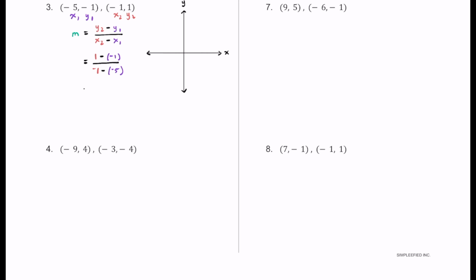Now in the numerator, we have 1 take away -1, which is just 1 plus 1, and that should equal 2. And in the denominator, we have -1 take away -5, which is just -1 plus 5, and that's going to equal +4.